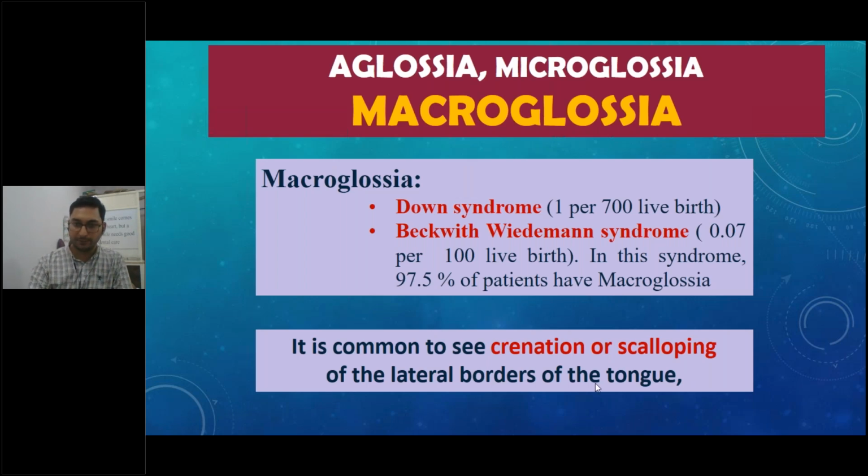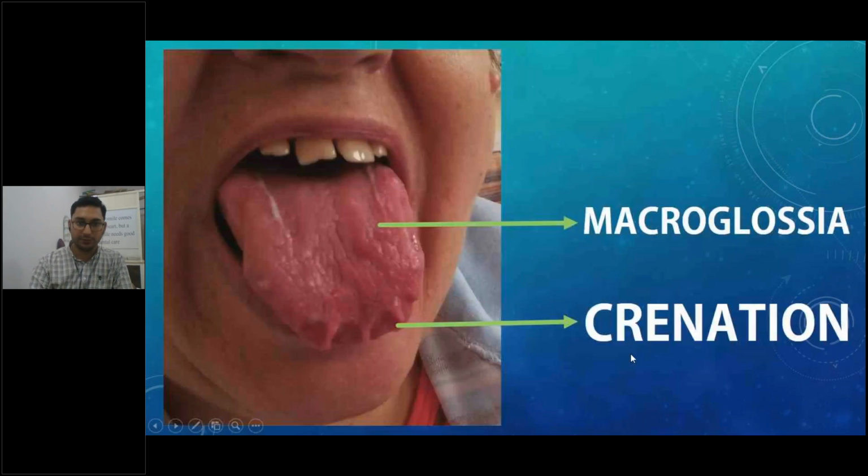What do you mean by crenation? I'll just try to show you that image. You can see crenations. These are depressions on the lateral border of the tongue. How do they happen? Basically, this higher point of crenation goes into the interdental spaces, and this is behind the lingual surface of those teeth.